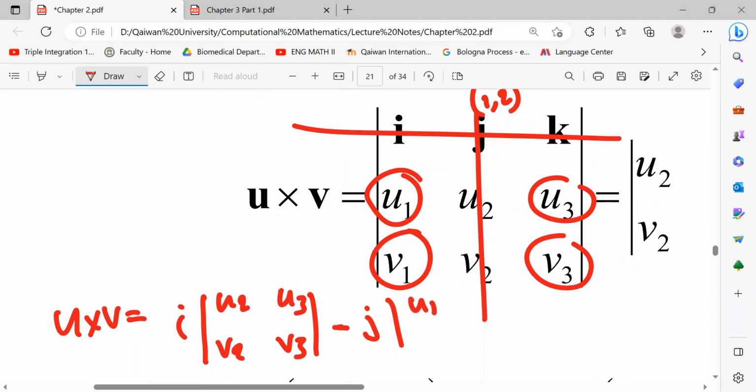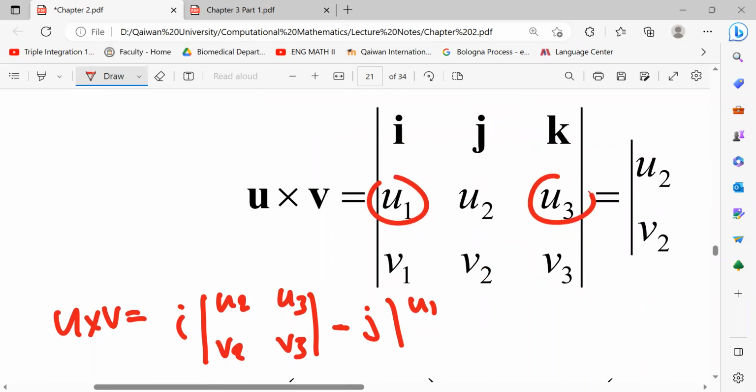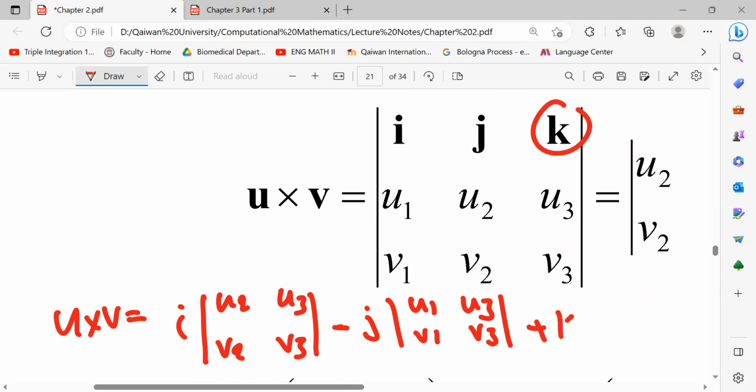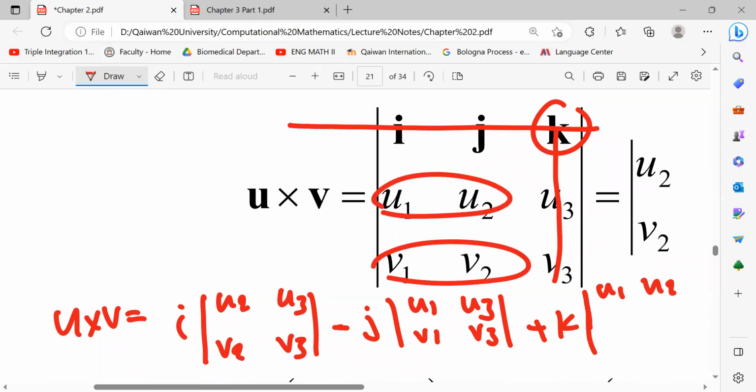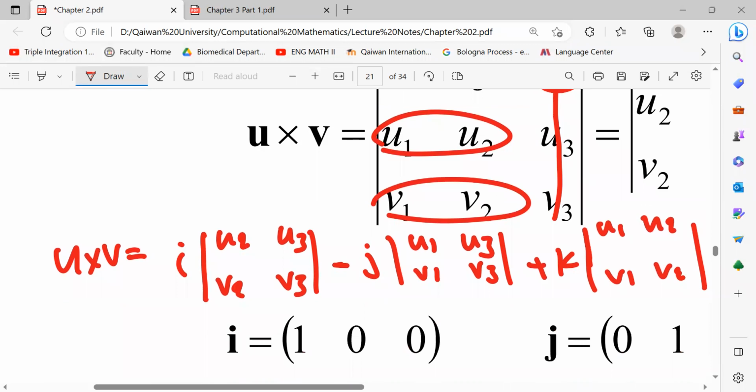We get U1, U3, V1, V3. Then for the last one, it's k times the determinant of what's left once we remove these two rows and columns: U1, U2, and V1, V2. Look, if you just know these, that's enough for finding the cross product of any two vectors.